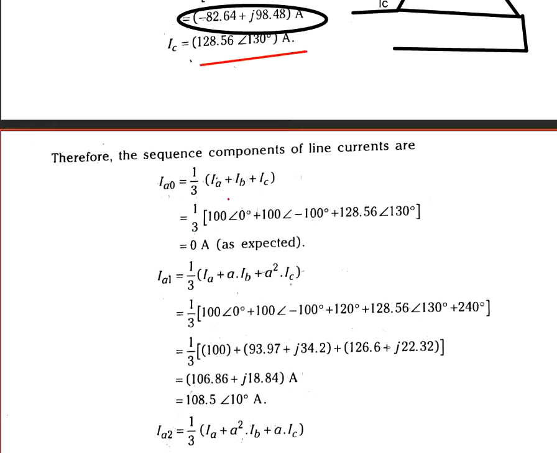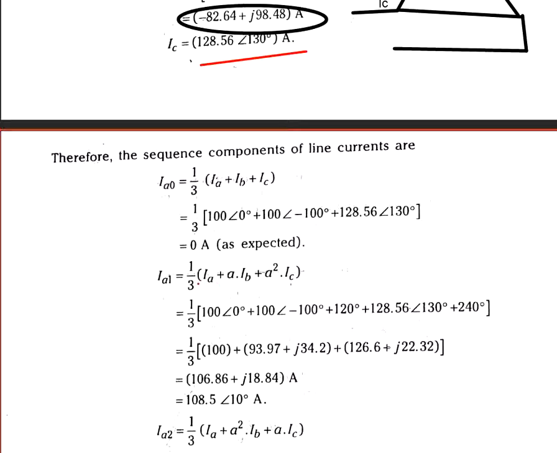Now, what is IA naught? IA naught is 1 by 3 into IA plus IB plus IC. Directly apply the values of IA, IB, IC. So IA naught, as I told previously, the zero sequence component of line current is always 0. Even if you apply the formula and the values, it will be 0. So in the exam, you don't waste the time. IA naught is always 0 and VA naught is also 0.